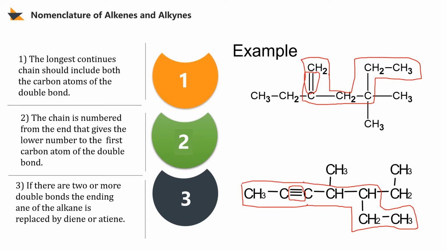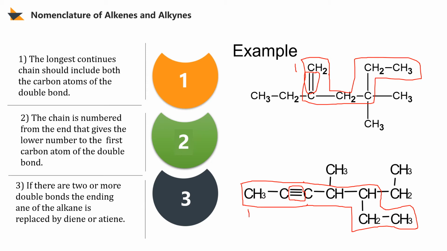Okay, the second rule is that the chain is numbered from the end that gives the lower number to the first carbon atom of the double bond. So we have to add number 1 from the end of the carbon chain that is close to the multiple covalent bond. From the first example, we have to add 1 to this carbon. And from the second example, we have to add 1 to this carbon atom.